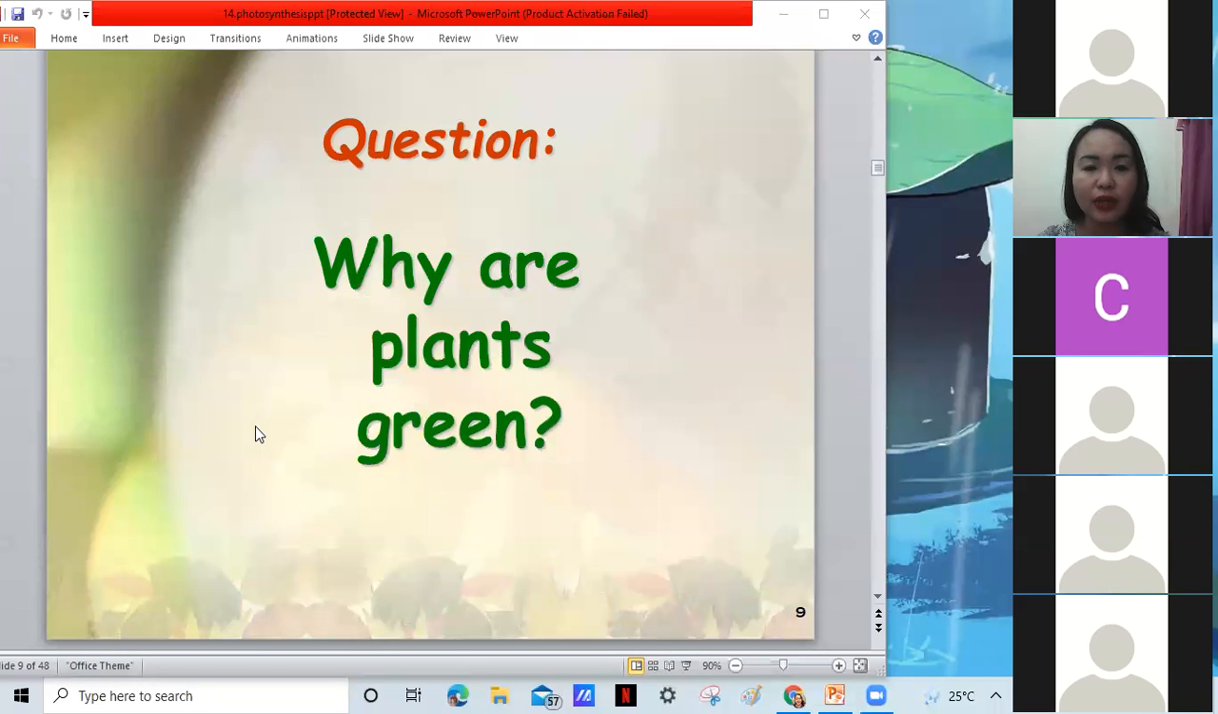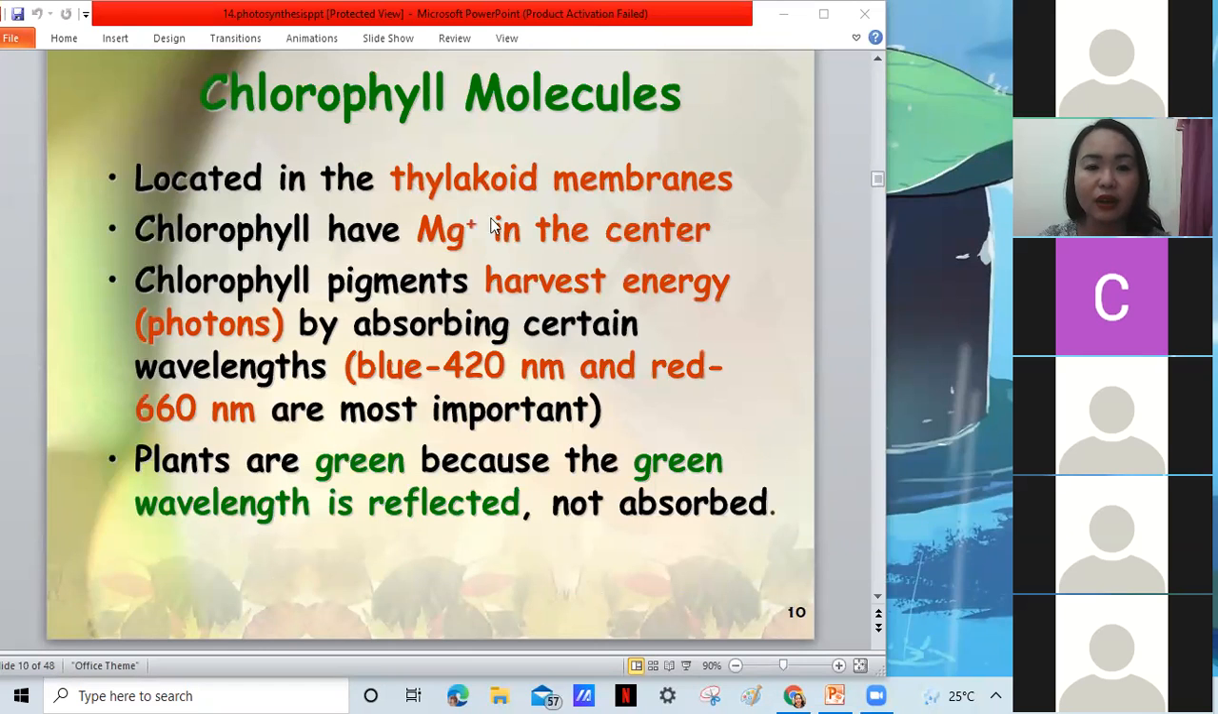Or the thylakoid. So why are plants green? Because of the chlorophyll molecules, no? Located in the thylakoid membranes, and each chlorophyll has a magnesium ion in the center, and these pigments are the ones which harvest energy or photons by absorbing certain wavelengths. So kanina nakita niyo sa photo yung mga wavelengths, no? The blue 420 nanometer and red 660 nanometer.